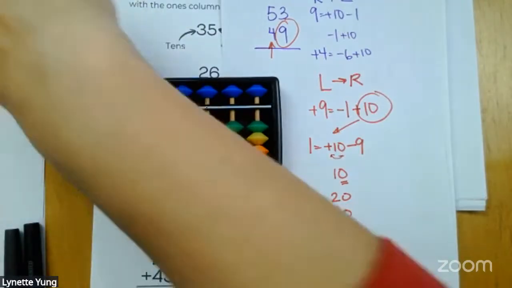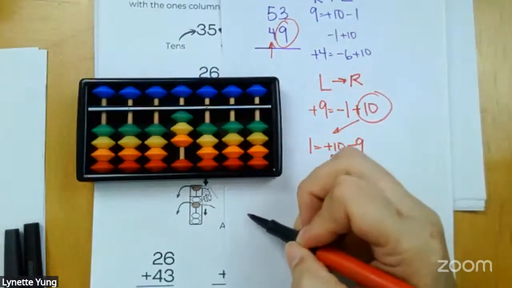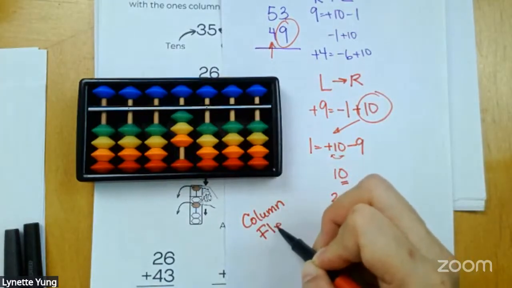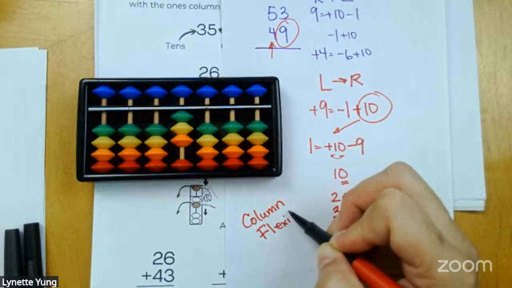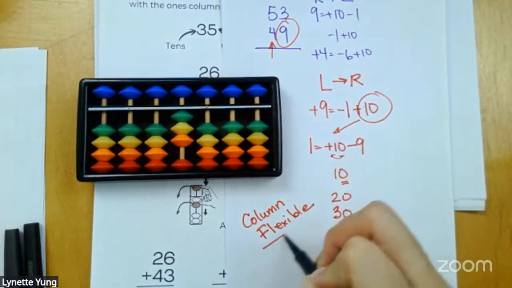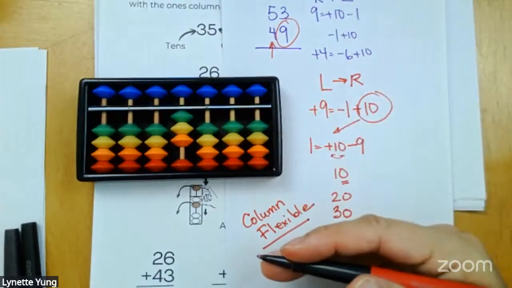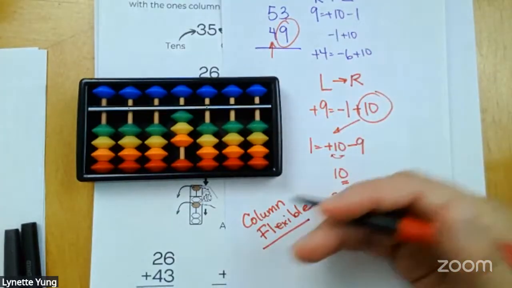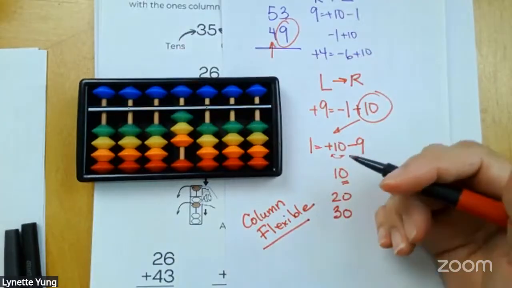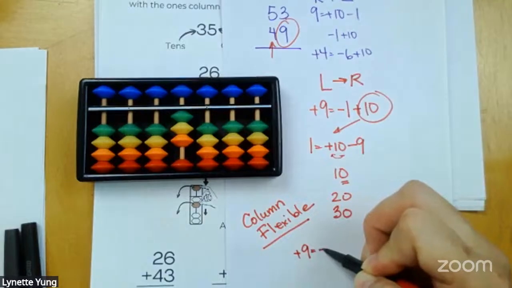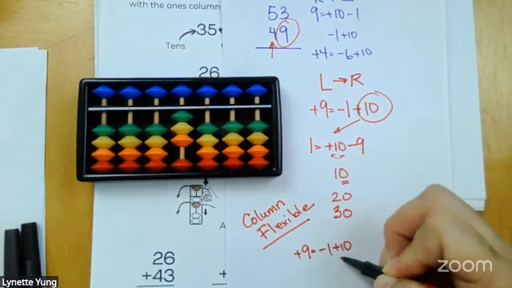I'm subtracting the 9. So yeah, what we want to be is column flexible. To do column flexible, we want to make sure we bring it down to its smallest possible piece. So that's why it would always be plus 9 is equal to minus the 1 plus the 10. It will always be this way.